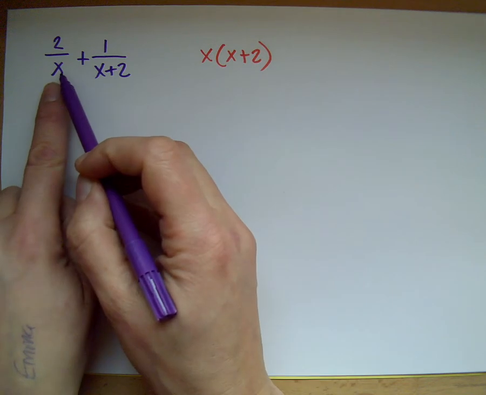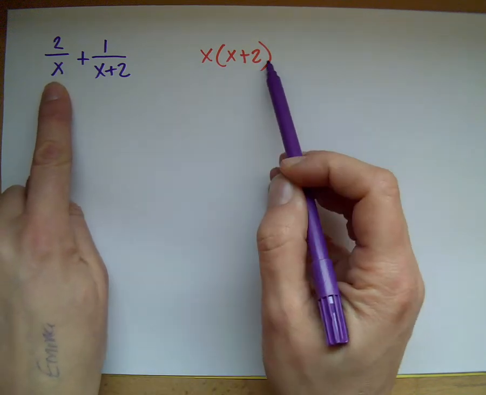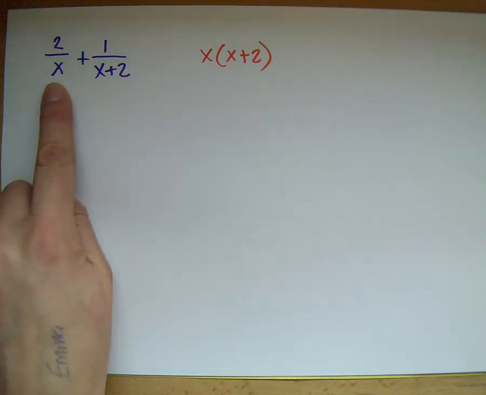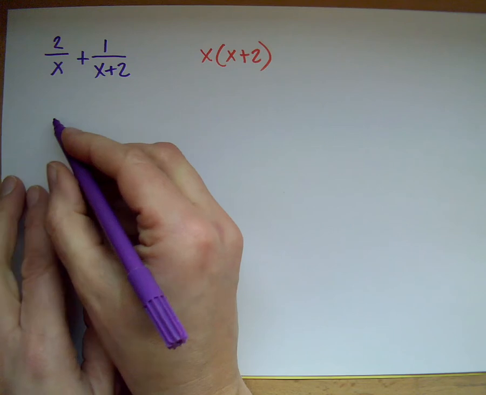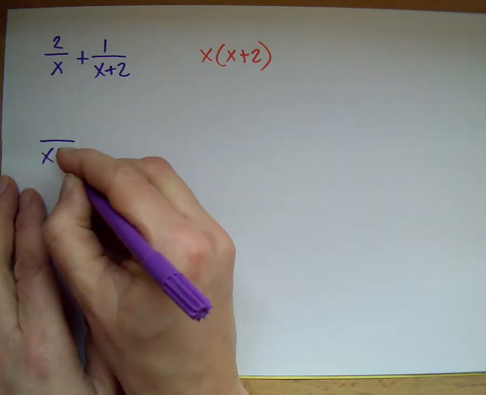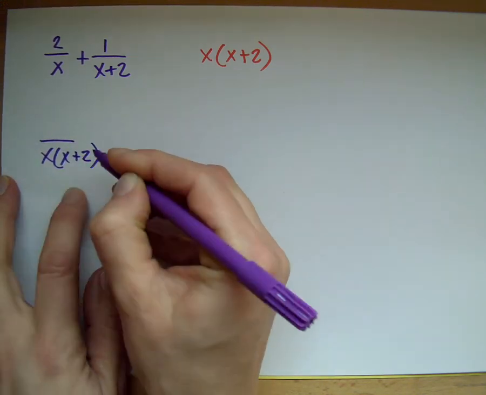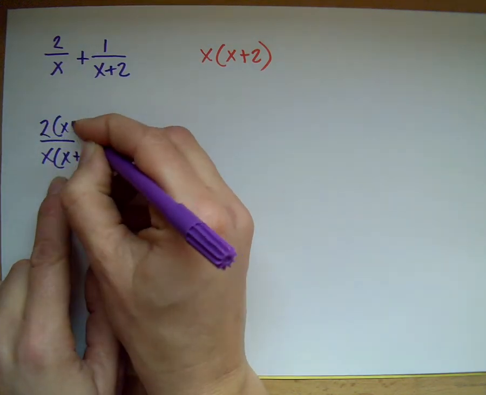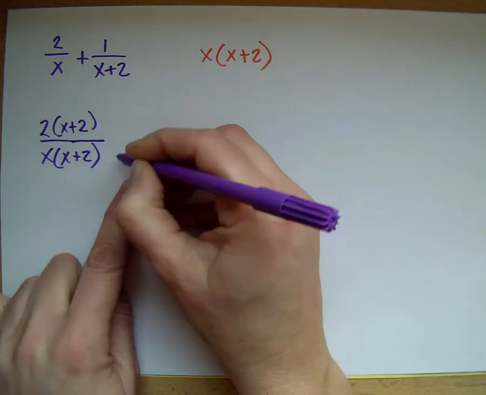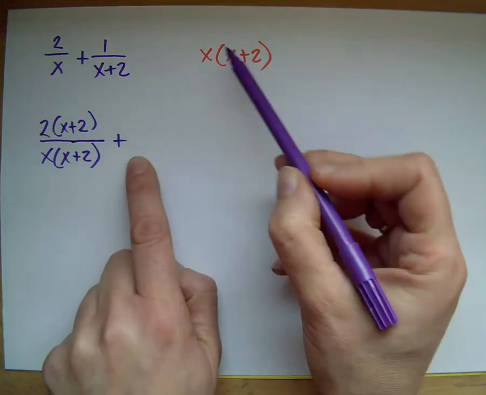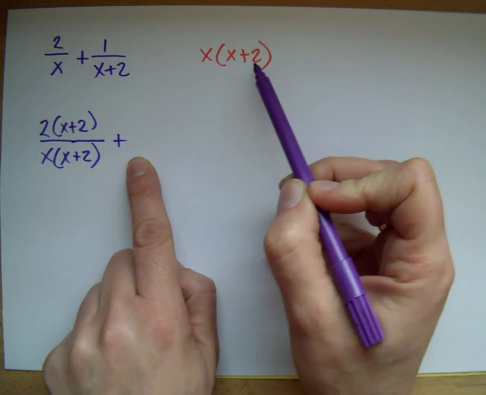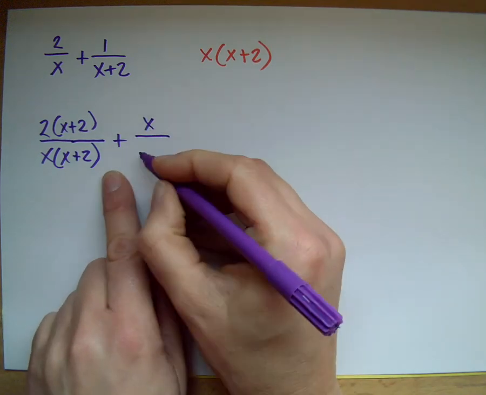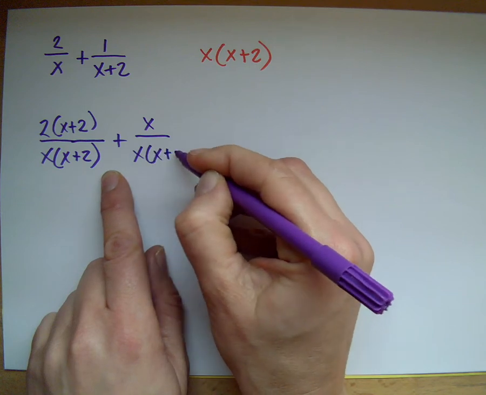To change this into this, we multiply by x plus 2. What we do to the bottom, we also do to the top, or otherwise the value of our fraction is going to change. So x times x plus 2, we multiply the bottom by x plus 2, so we multiply the top by x plus 2. Right? Now this one, to change that denominator to this, we multiply by x. So we multiply the top by x. 1 times x is x, and x times x plus 2.